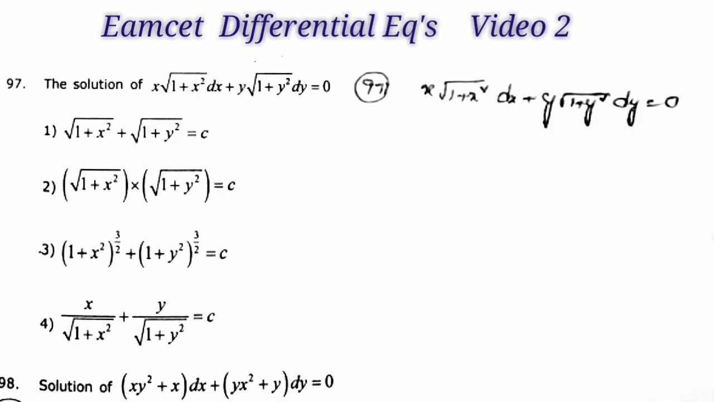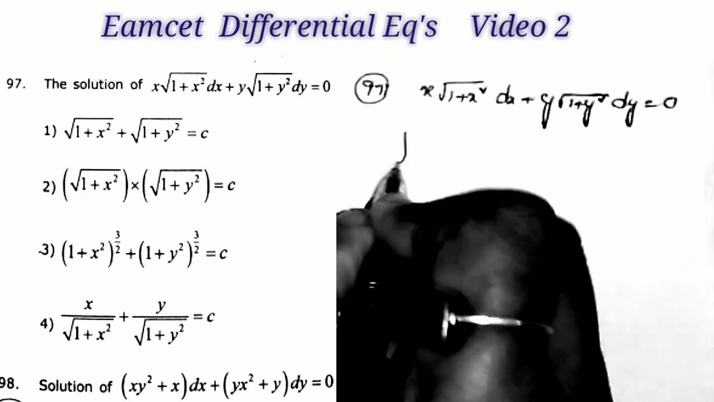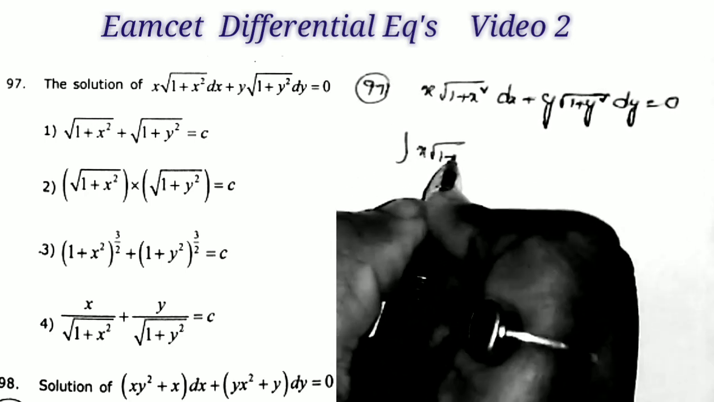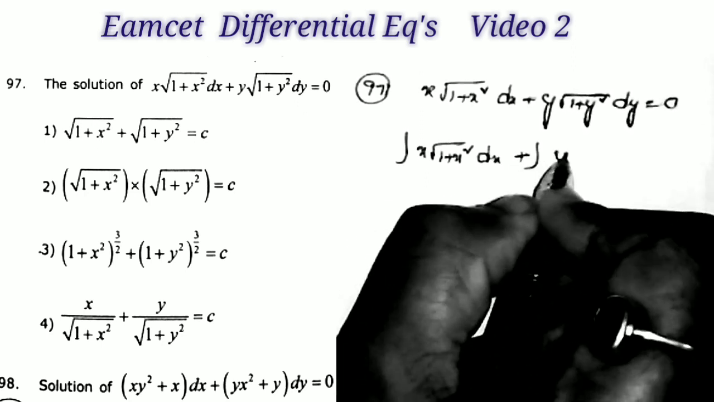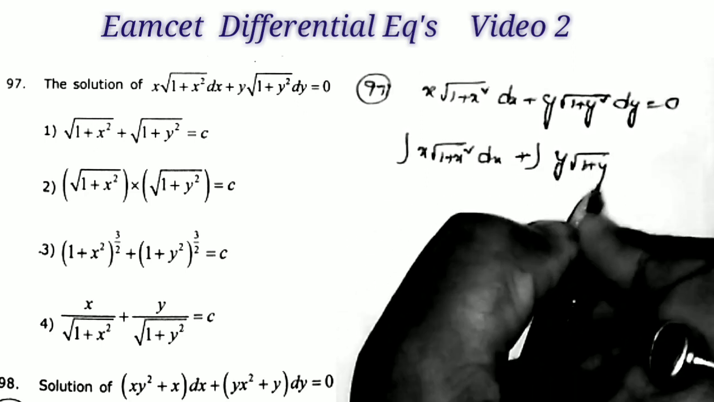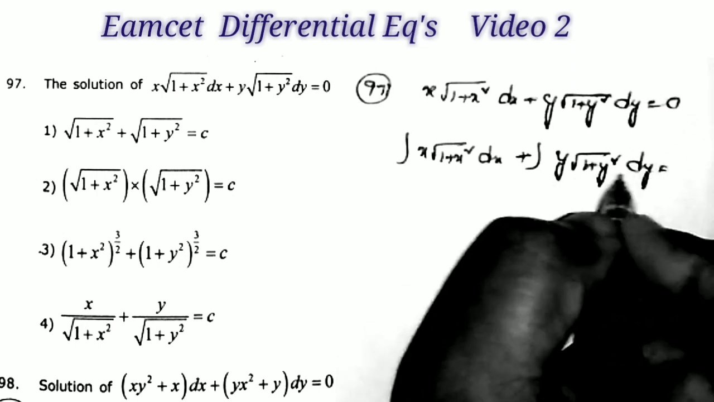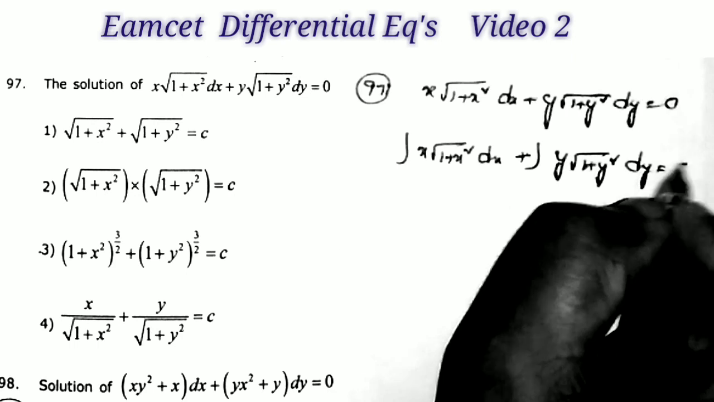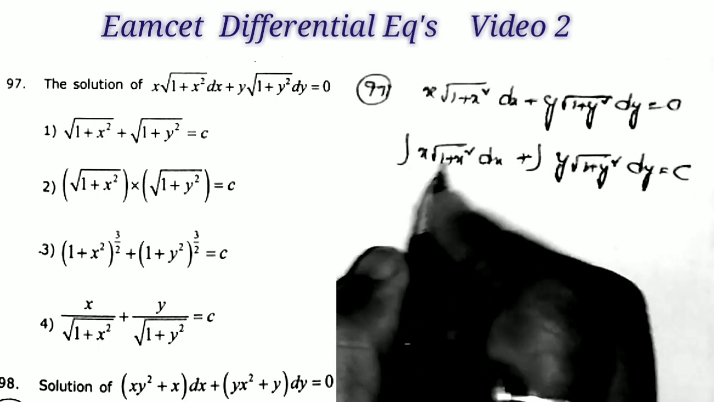Next question, sum number 97. The solution of x into root 1 plus x square into dx plus y into root 1 plus y square into dy is equal to 0. Directly we can apply the integration to this question, since the first is a function in terms of x and the second one is a function in terms of y. There is no need for simplification here. So after applying the integration, we take the constant c. Now how to take the integration? What is the procedure here?